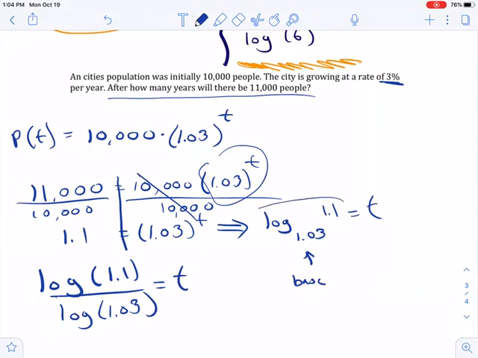So essentially take the log of this top number and then divide it by the log of that bottom number, and that's going to tell me my answer. So log 1.1 divided by log 1.03, and I end up with t equals 3.22. So if a city's population is growing exponentially, starts at 10,000 and is growing at 3% per year, then after 3.22 years, there'll be 11,000 people.